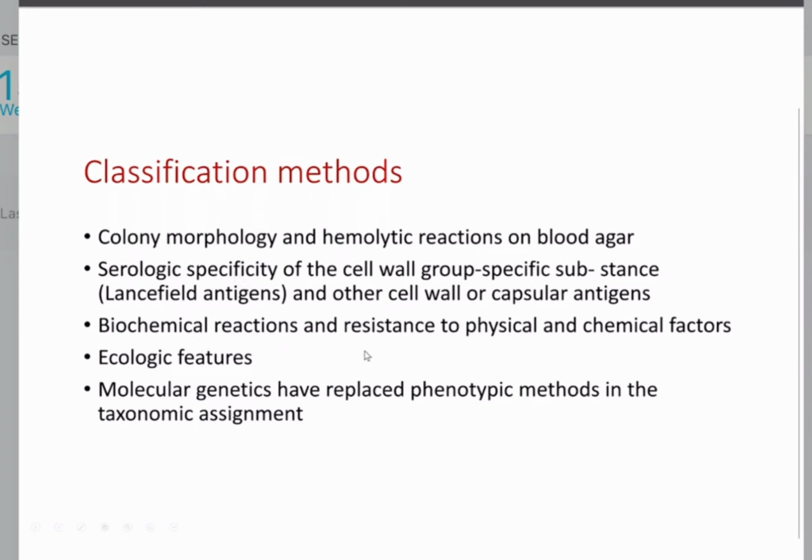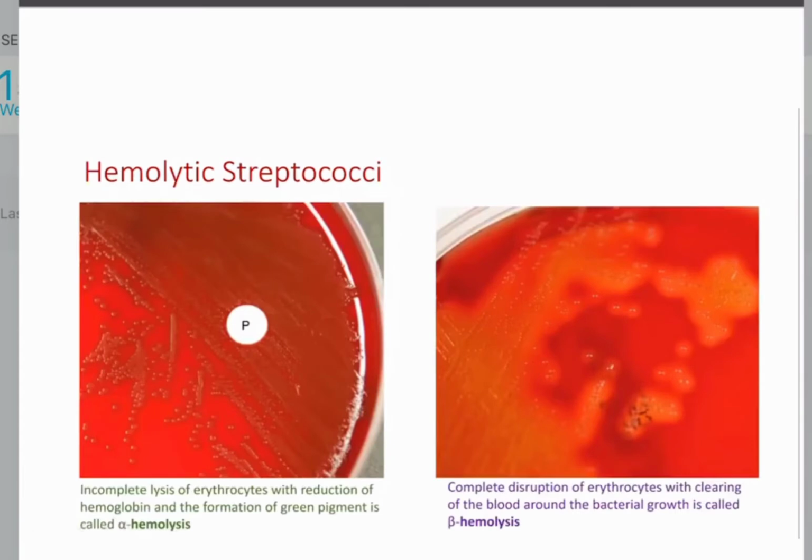Third is biochemical reactions, as we do for the other bacteria. So on the bench side, you can do it along with resistance to physical and chemical agents. Then the ecological feature, where they are found, and molecular genetics, which has largely now replaced all the different types of classification. So the main or taxonomic classification is mainly based on the molecular characteristics of a bacteria. We will be discussing mainly two classifications here. One is the hemolytic or the cultural one, and the other one is the Lancefield.